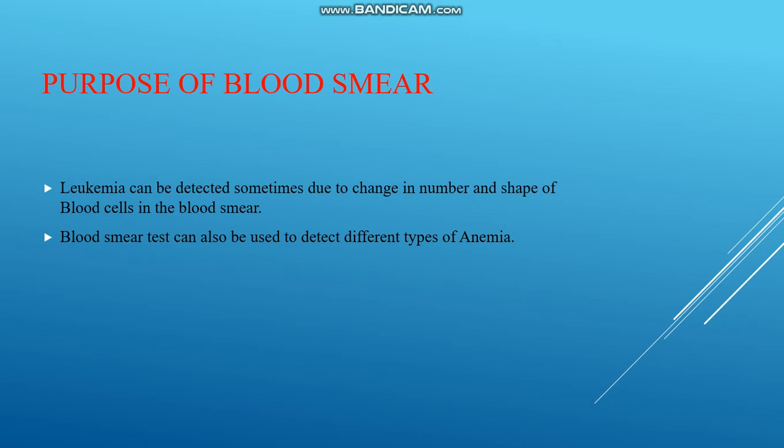Leukemia can be detected sometimes due to change in the number and shape of the blood cells in the blood smear. Blood smear test can also be used to detect different types of anemias. For that purpose, to detect different types of anemia, we can perform a blood smear test in the laboratory to check whether the anemia is macrocytic, microcytic, or normocytic.